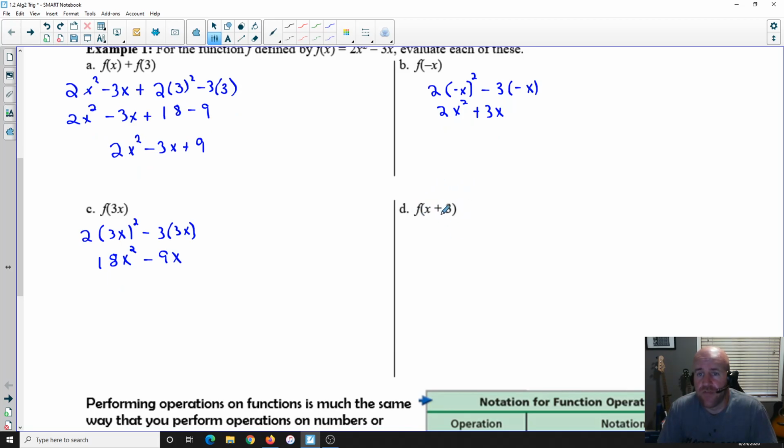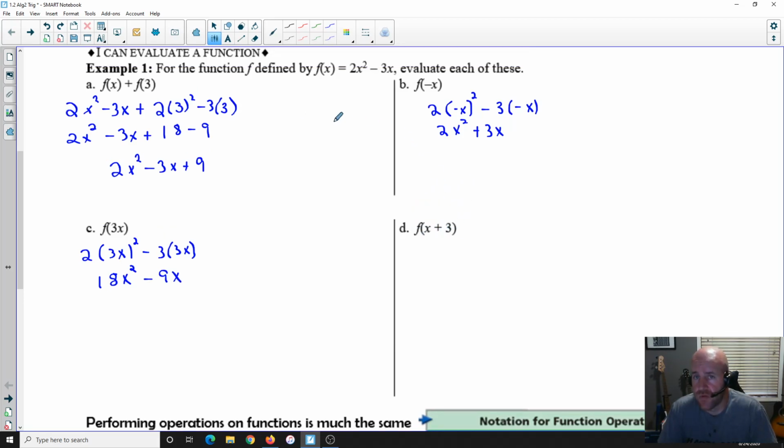Now we have f of x plus 3. So we're doing the same exact thing. It's just slightly different because we have an operator in there too, the addition. But we're going to start it off the same way. We're going to take our x and replace it with parentheses and stick this inside where x was. So x plus 3 goes in here. We have a squared on there. And then we still have this negative 3x that we have to deal with. So we're taking x plus 3 there as well.